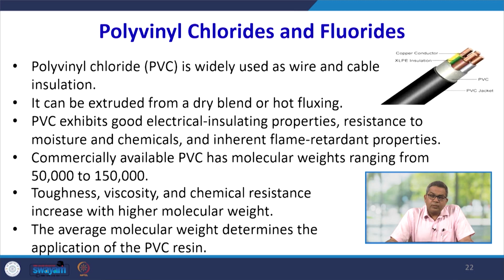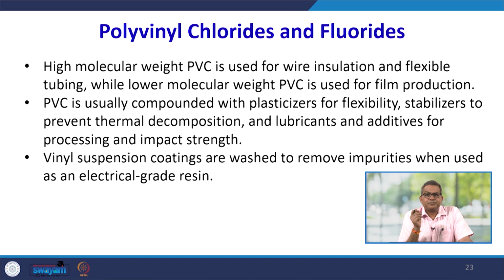Now, commercially available PVC has a molecular weight ranging from 50,000 to 150,000. Toughness, viscosity, and chemical resistance increase with higher molecular weight. This we have already discussed in some of the chapters. And the average molecular weight determines the application and the property of the PVC resin. The high molecular weight PVC is used for wire insulation and flexible applications or flexible tubing like water hosing, etc. You will find that all these are made of PVC. While lower molecular weight PVC is used for film production.